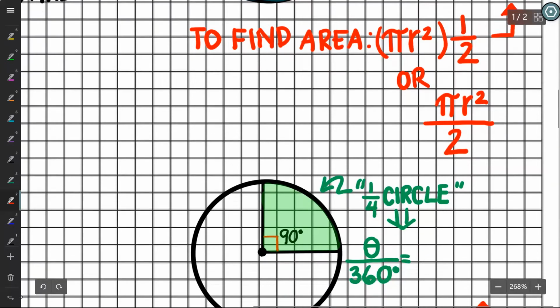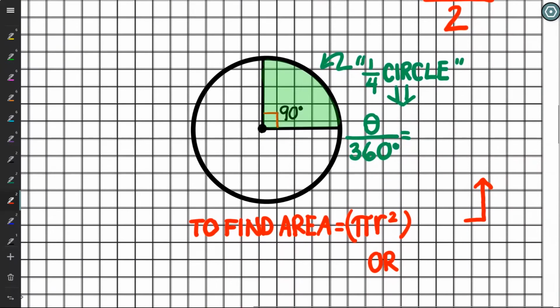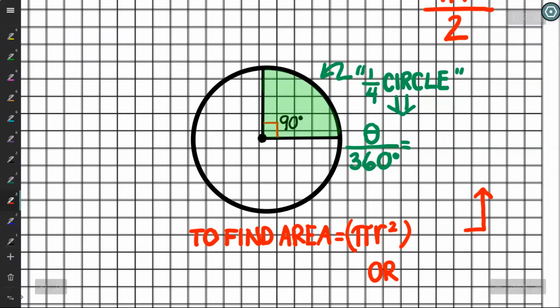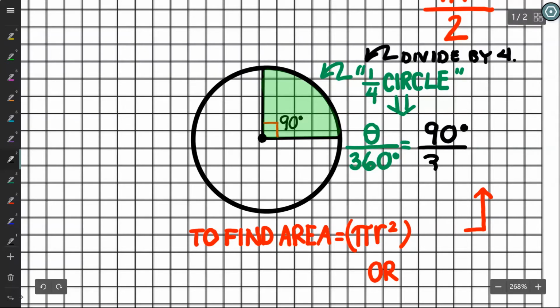Alright, so now we're going to take the same thing. Now we have a quarter circle. So quarter circle here just means that we are dividing by 4. And that's how we got that 90 degrees. 360 divided by 4 gives me 90. And we can prove that relationship by dividing. And we again get 1/4.